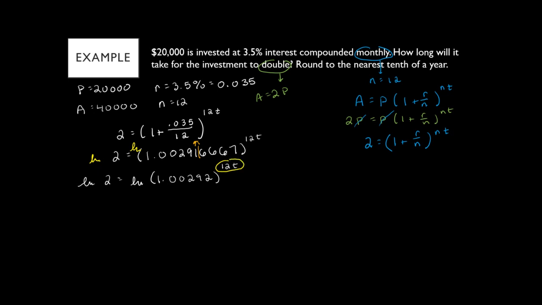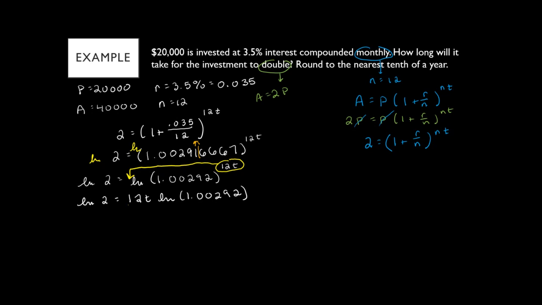Unlike with the natural log of e, this stuff doesn't cancel, so you still have that natural log there. But everything in the exponent goes in front, and that's 12 times t, multiplied by this natural log. So we have the natural log of 2 equals 12t times the natural log of 1.00292. And we're solving for t.